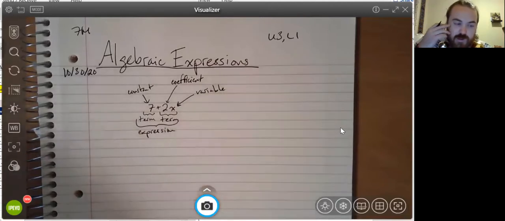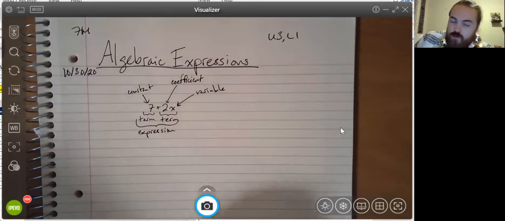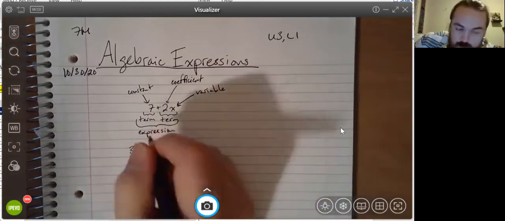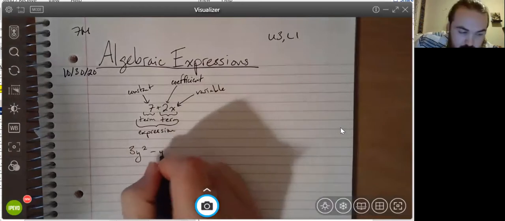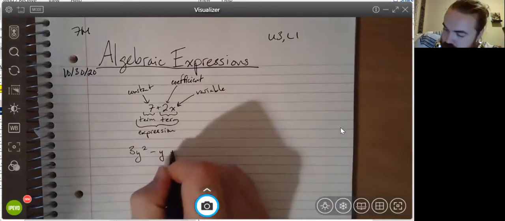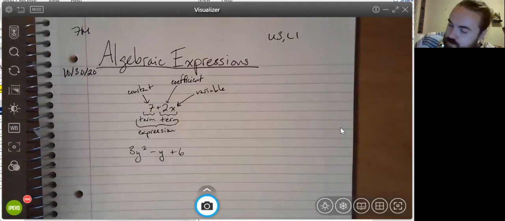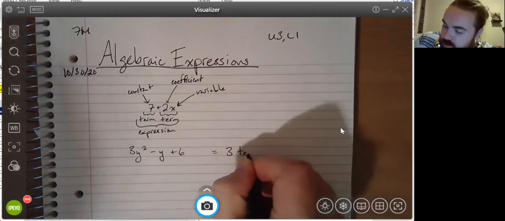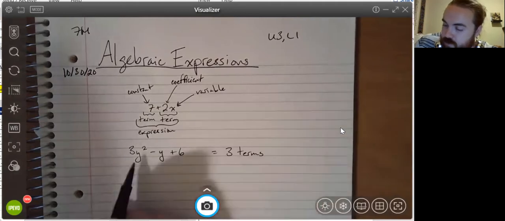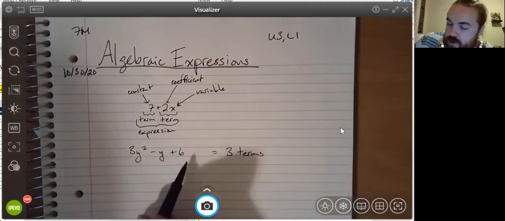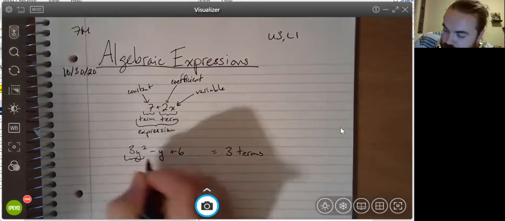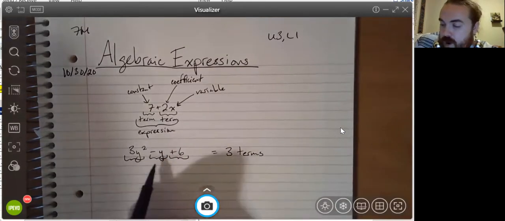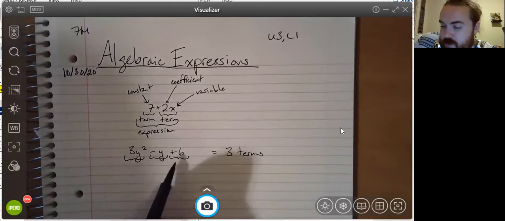Now, it's important to be able to identify the number of terms a lot. So if we had something like 3y squared minus y plus 6, this would be 3 terms. Because there's 3 things separated by addition and subtraction signs. 1, 2, 3. It's 3y squared, minus y, or negative y, and plus 6.